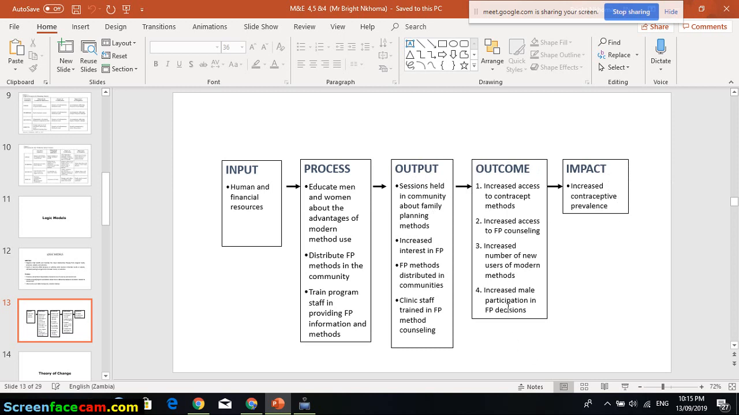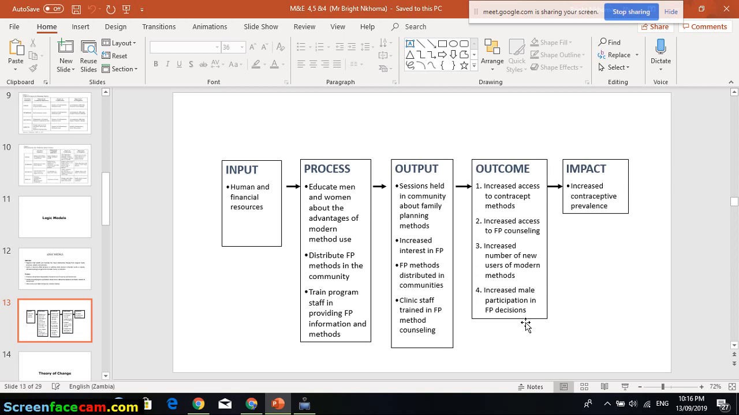Are we together? For instance, I can say the number of males participating in family planning decisions. This is an indicator that I can be tracking and measuring, and I can be reporting on this indicator. But the only difference in this logic model is that here you are not showing the means of verification. So the means of verification is hidden here. You don't have to show it. Are we together?